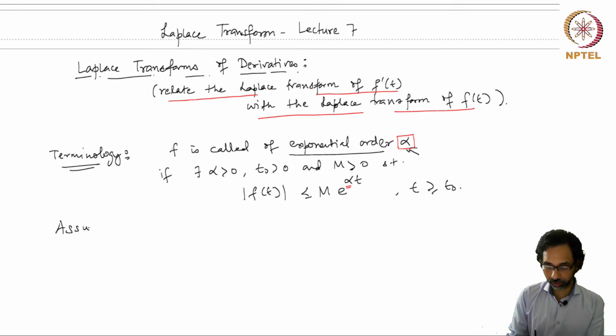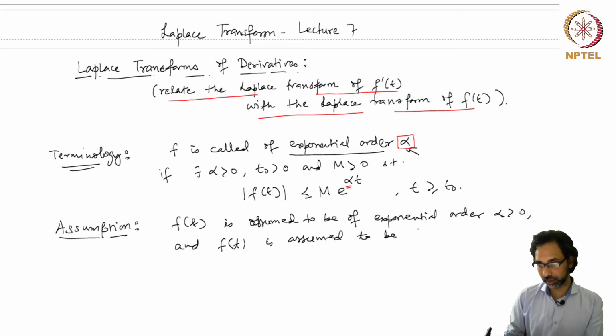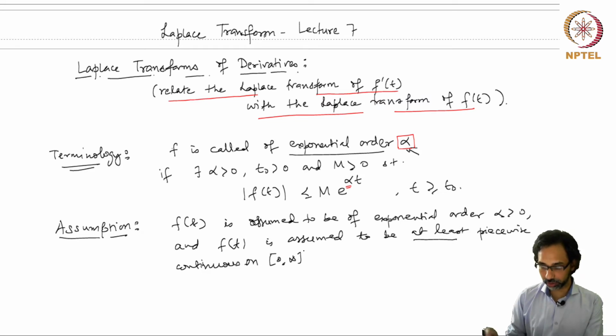We also assume, as in the last lecture, that f t is assumed to be of exponential order alpha for some positive alpha, and f t is assumed to be at least piecewise continuous, meaning that it could be continuous as well, but we will not look at functions which are not piecewise continuous, and this will be on the whole interval 0 to infinity.